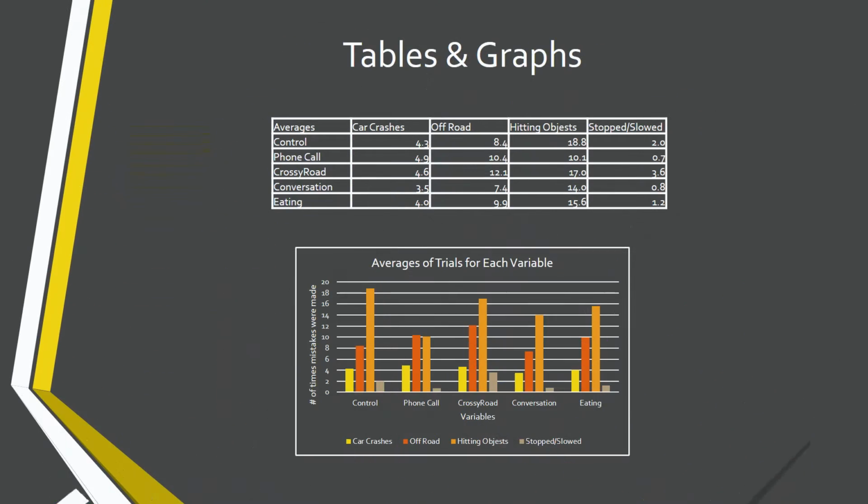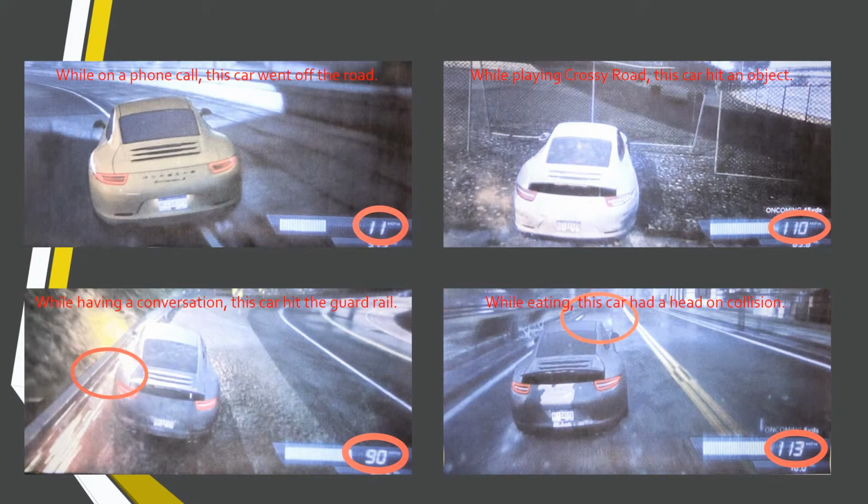The chart and graph clearly displayed the data gathered throughout this experiment. The graph shows that overall, Crossy Road was the most distracting. The chart also displays that hitting objects was the most common error committed by drivers. These images were snapshots taken of cars driven by participants in the act of making a mistake. Each picture depicts a car during one of the 4 distraction trials.